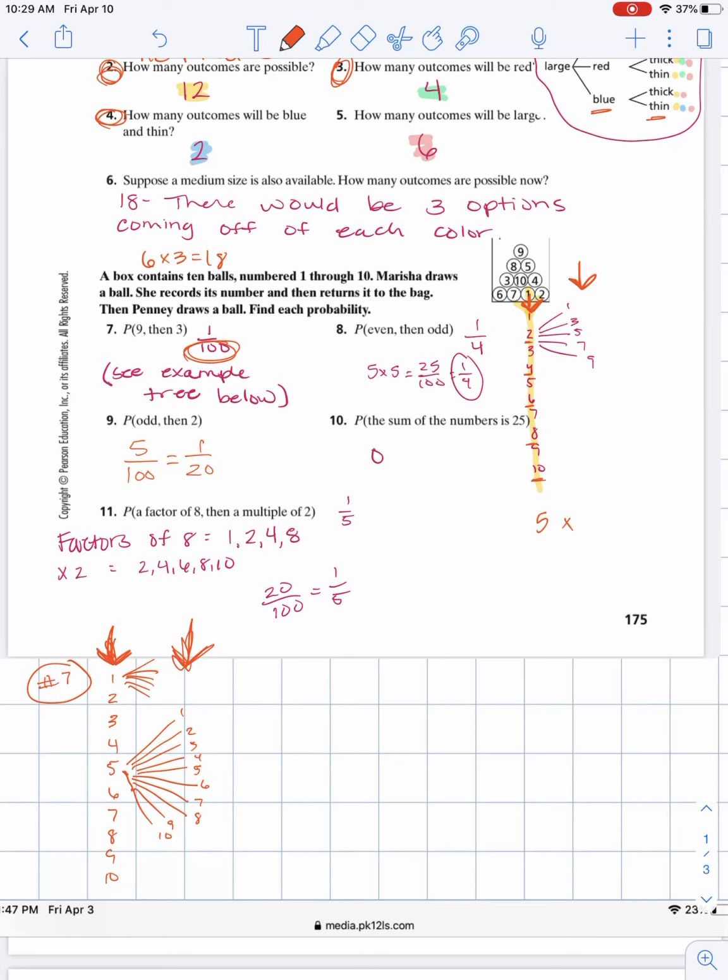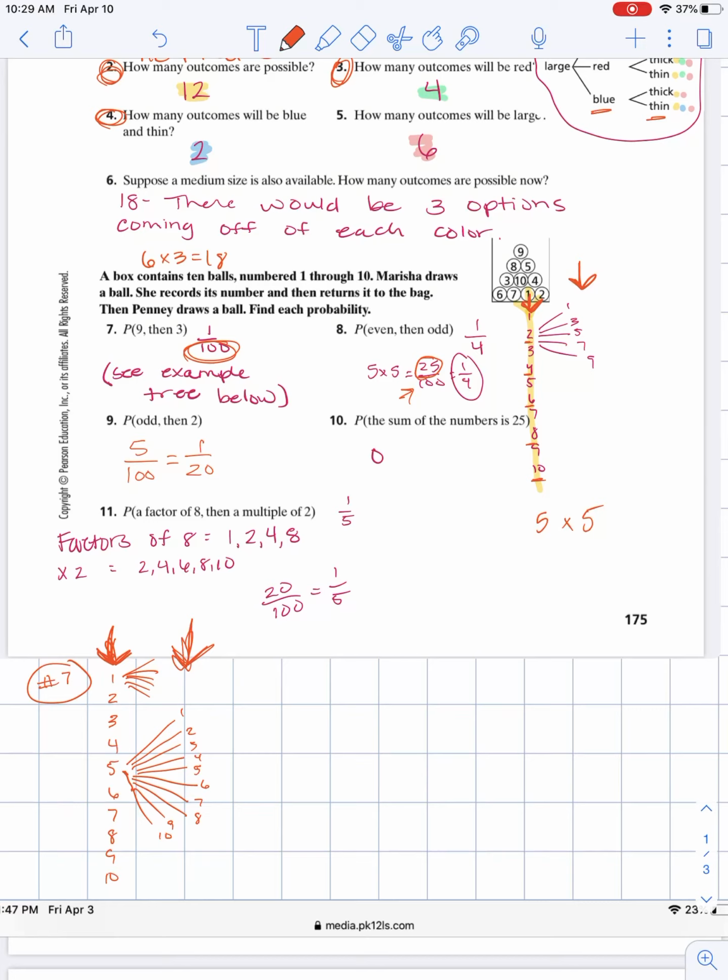So that is 5 coming off of each of the evens, right? So 5 even options and then 5 odd options. 5 times 5 is 25. So there are 25 different ways that you could do that out of the 100 total ways. And 25/100ths is equivalent to 1/4.